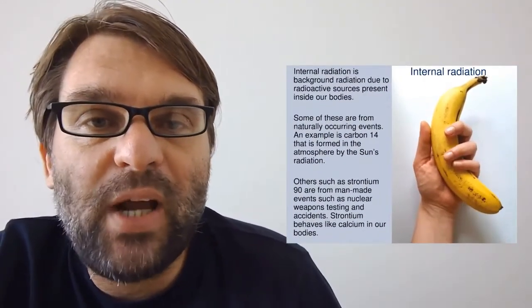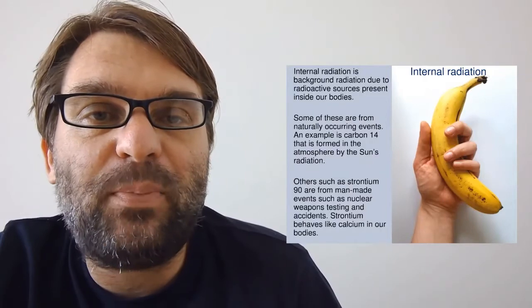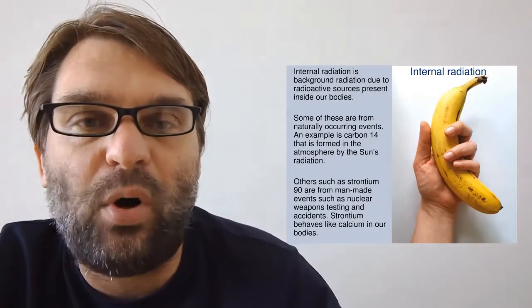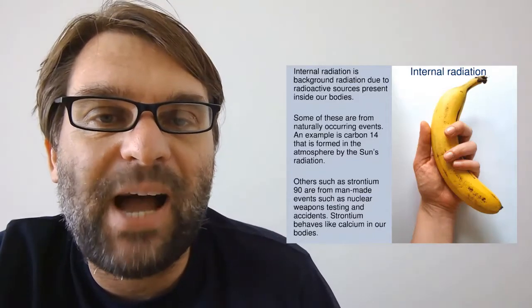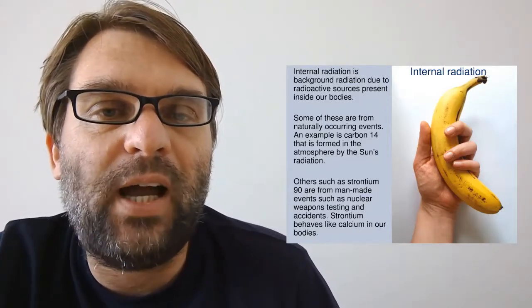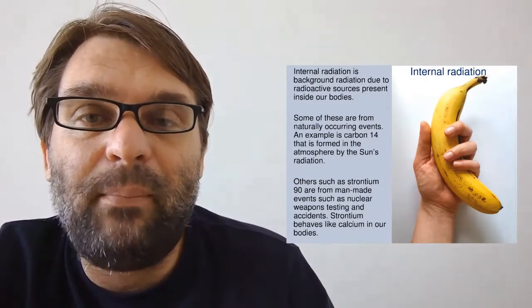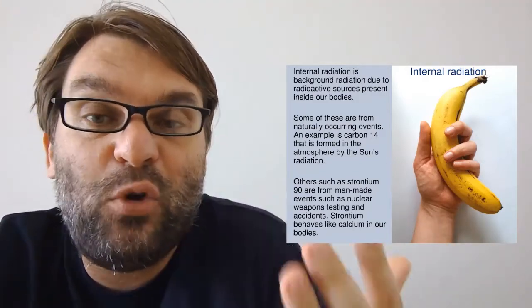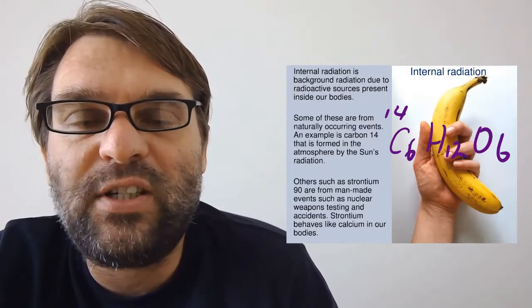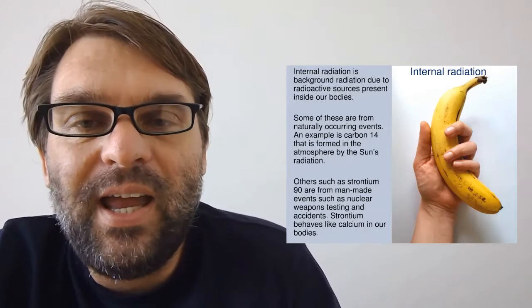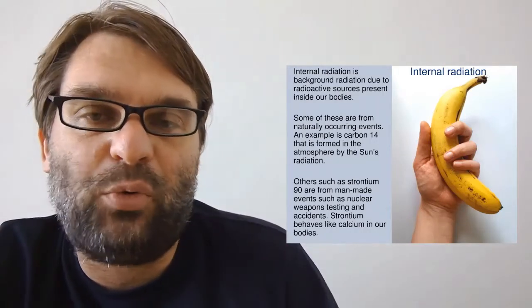Then we have internal radiation. It's basically caused by radioactive sources present inside our actual bodies. So for example, carbon-14 is formed in the atmosphere by the sun's radiation, and we breathe it in or eat it in food, because plants obviously take it in through photosynthesis, and we also exhale it as radioactive carbon dioxide.